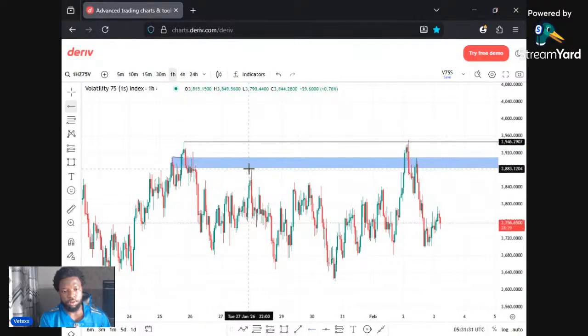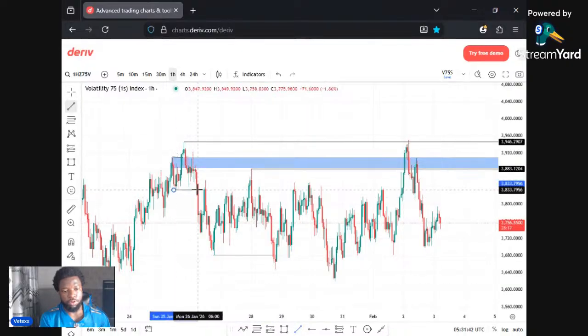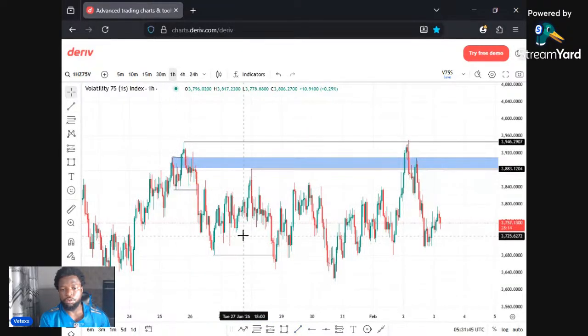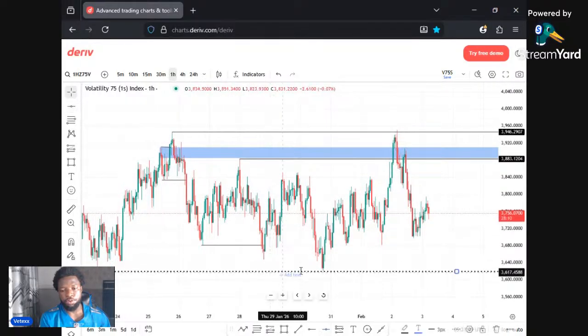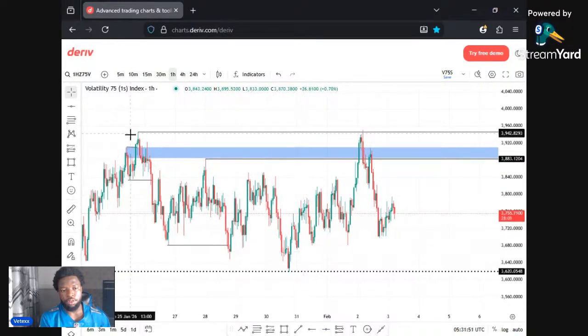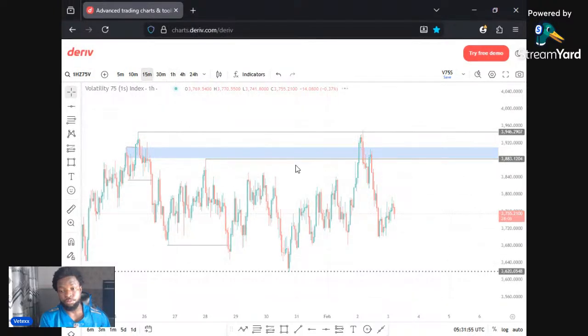This is our structural liquidity. So this serves as our break of structure. First break of structure, second break of structure. So this is the starting point, and this point here is the finish point. Okay, this is the start, this is the finish. Go to the 15 minutes time frame.